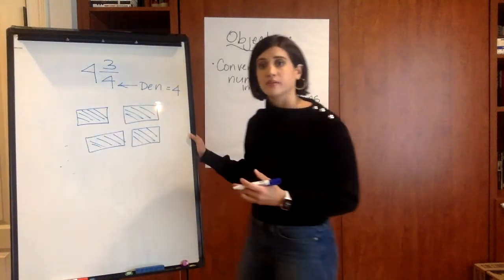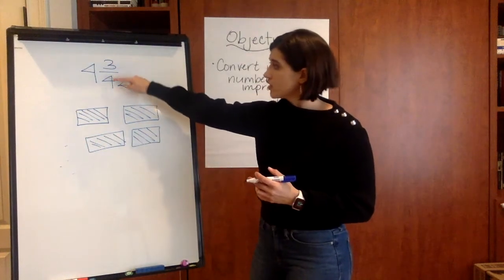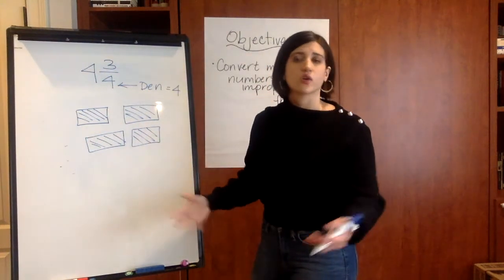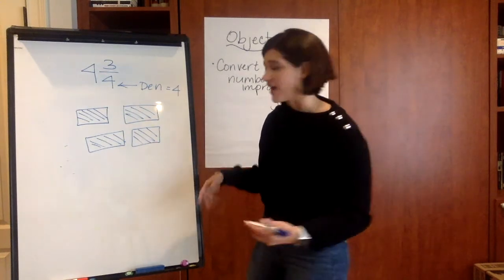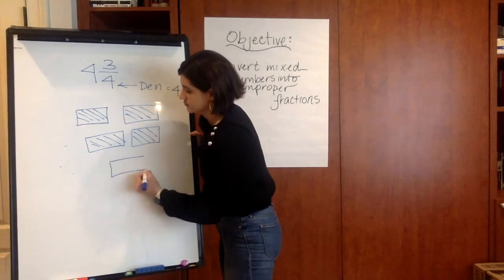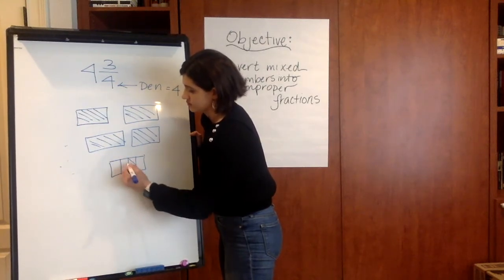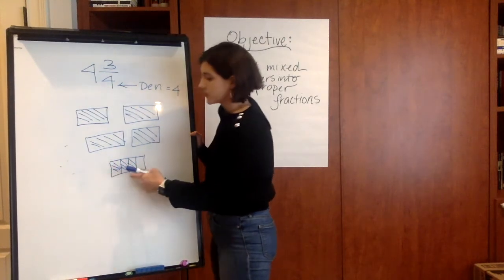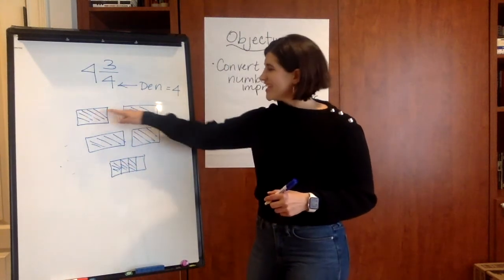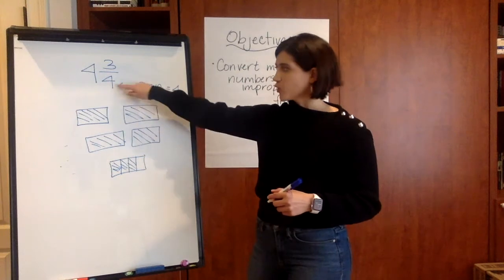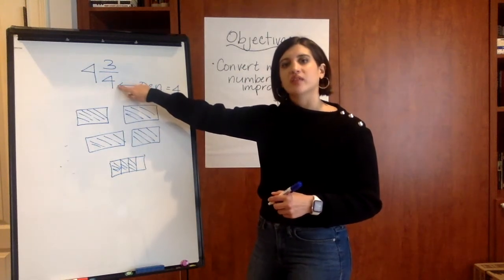But I'm not done because I still have 3 out of 4 pieces of that 5th cake or 5th box of pizza or 5th object that I have, right? I have 3 out of 4 slices. The next step is to split up each of those wholes into 4 pieces because I know that that is what makes it up.